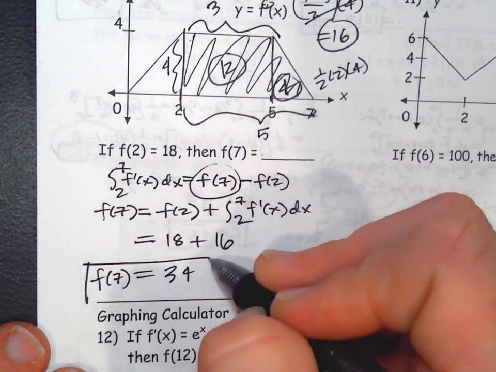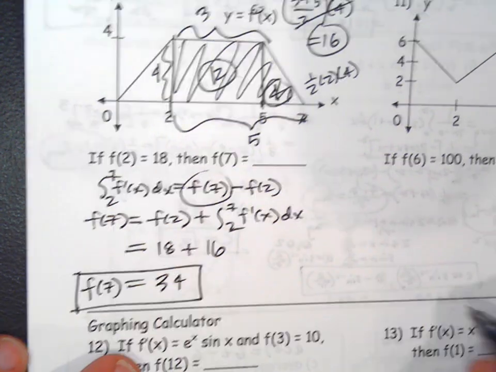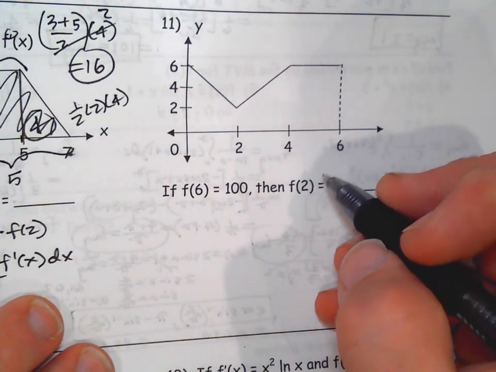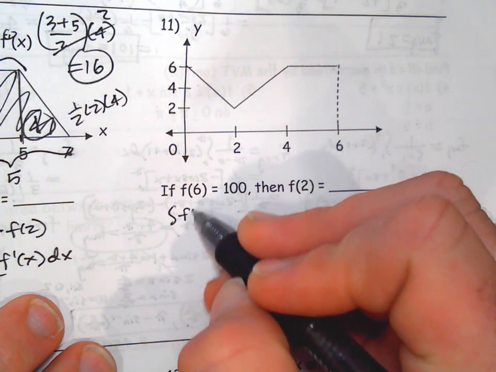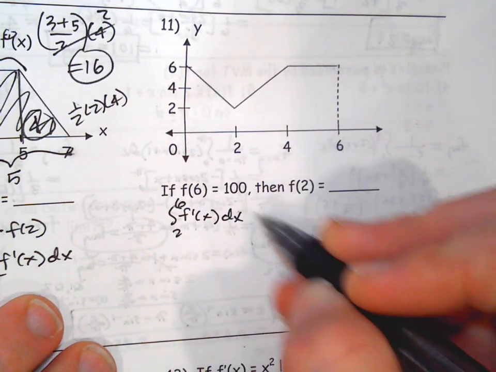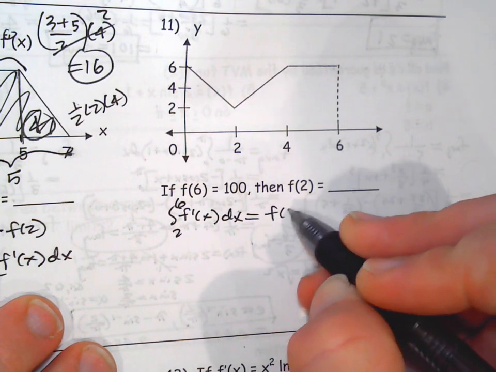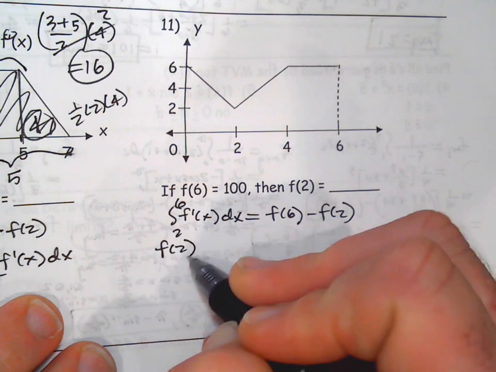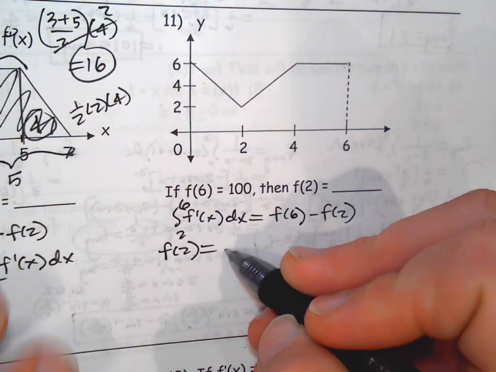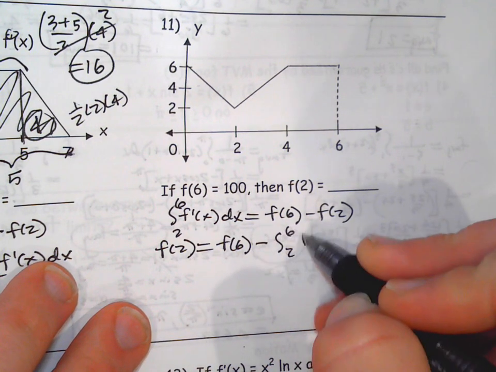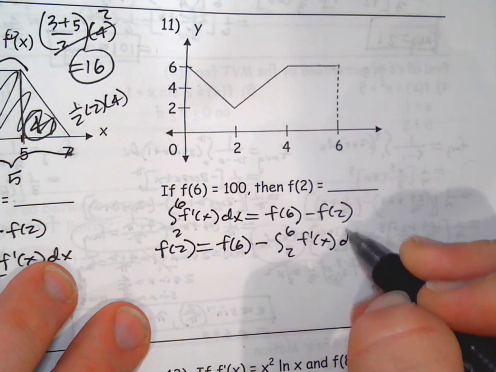But the big idea here is that it's exactly the same as the last problem. Here's another graph of the derivative. So we're going to integrate the derivative from 2 to 6. We know f of 6, so we're going to get f of 6 minus f of 2. If you solve for f of 2, you get f of 6 minus the integral from 2 to 6 of f prime of x dx.